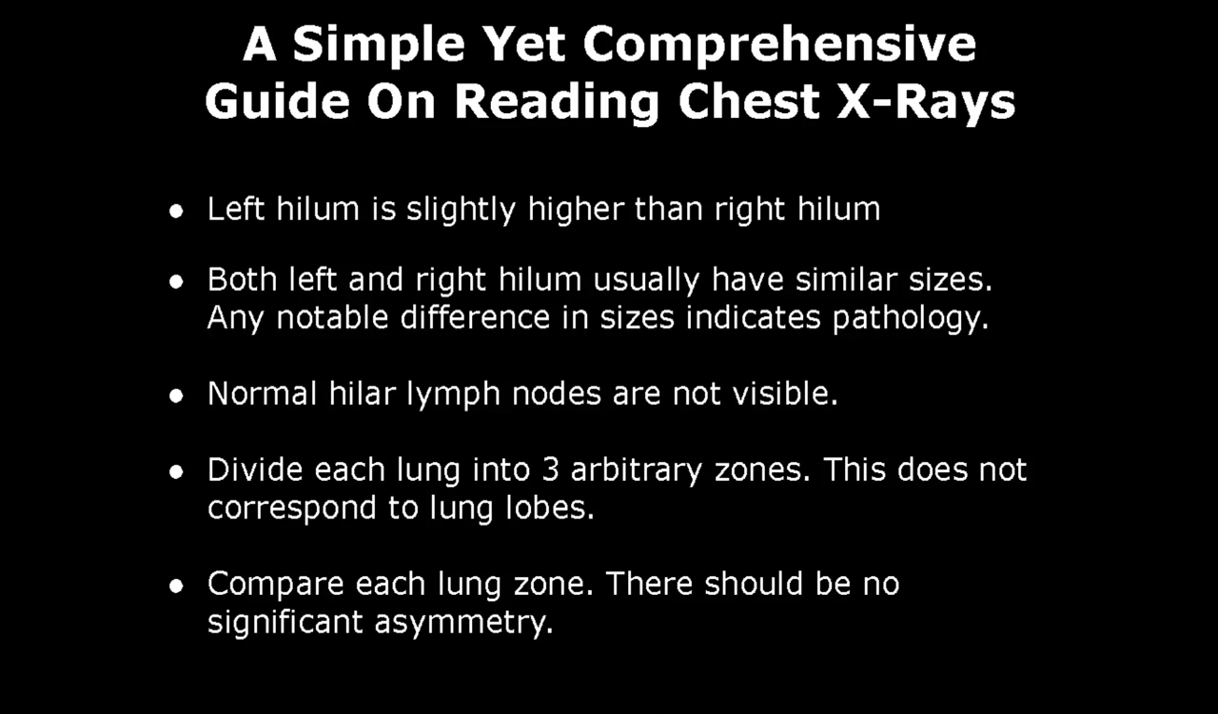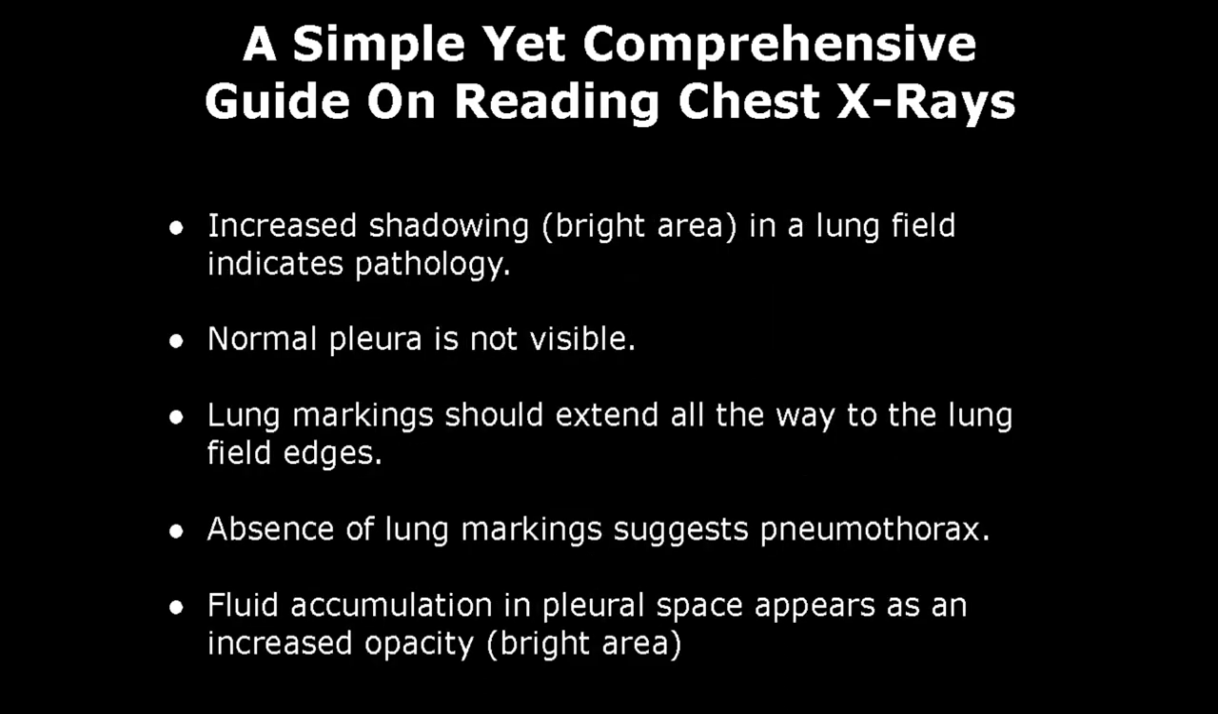You can divide the lung into 3 arbitrary zones. This does not correspond to the actual lung lobes. You can divide them into upper, middle, and lower zones. And you can compare each lung zone. For example, we can compare the left middle zone with the right middle zone. In this way, we can check for any asymmetry. Increased shadowing, which are bright areas in a lung field, indicate a pathology.